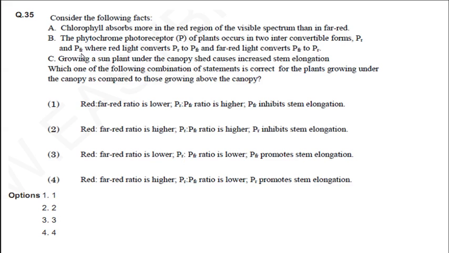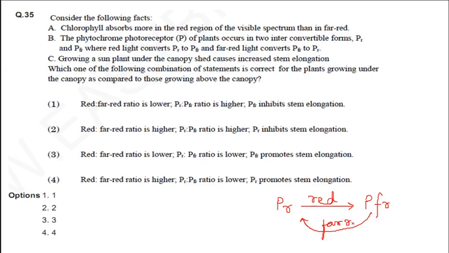So I'll explain while I read. Remember, here it's saying that PR and PFR are two interconvertible forms of phytochrome. When there is red light, PR is converted to PFR. When there is far red light, PFR is converted to PR. It is saying that PFR absorbs far red light and gets converted to PR. Third line.